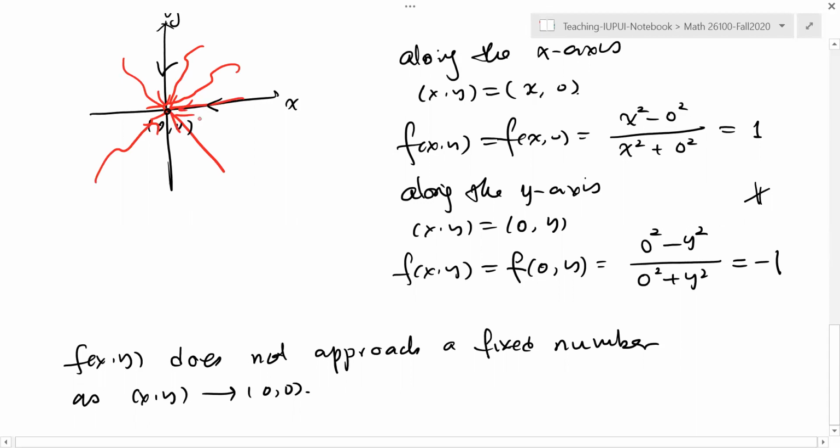Imagine the function along some paths approaches 1, along some approaches negative 1, and along some maybe approaches infinity, I don't know. It's not necessary to know all the pictures. We just need to know that along two different paths, the values of the function approach two different values, and then the limit doesn't exist. So it's easy to prove the limit does not exist.